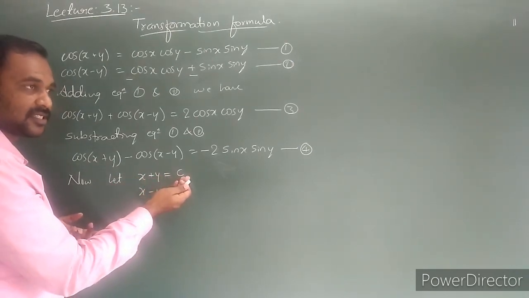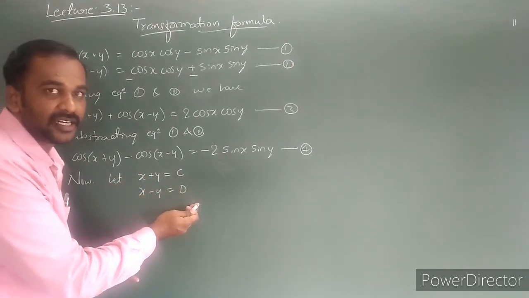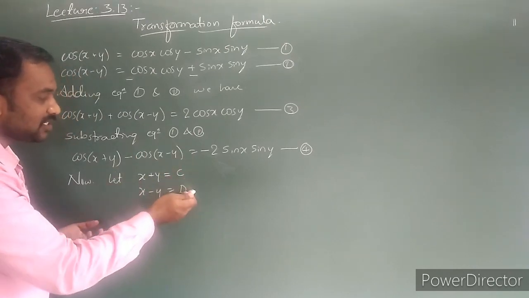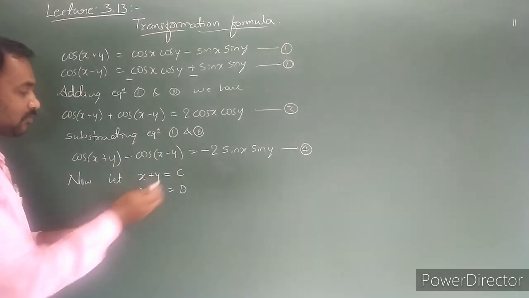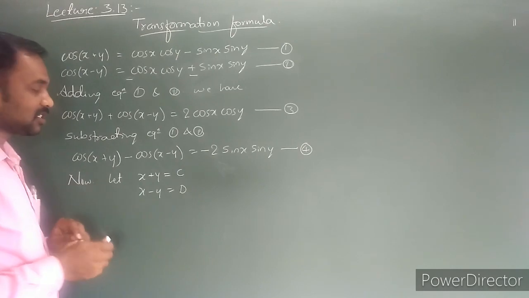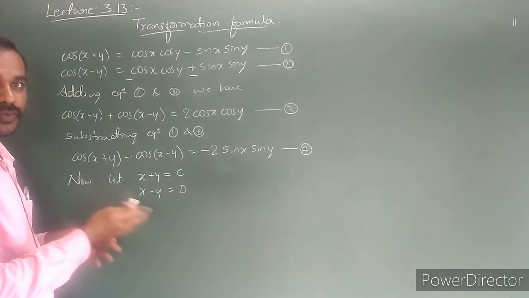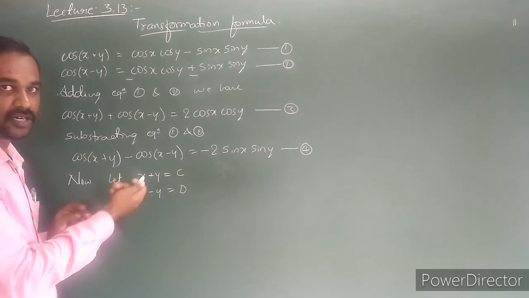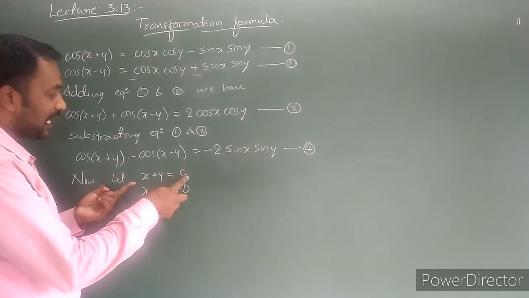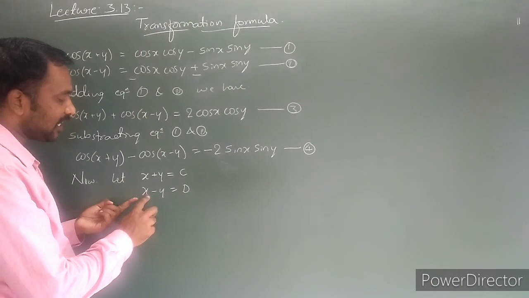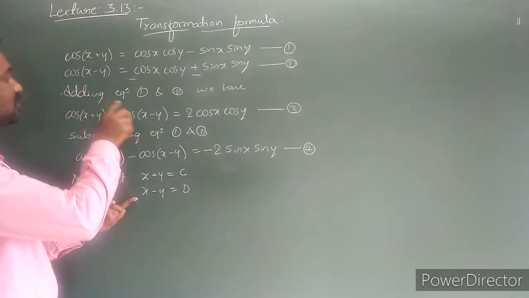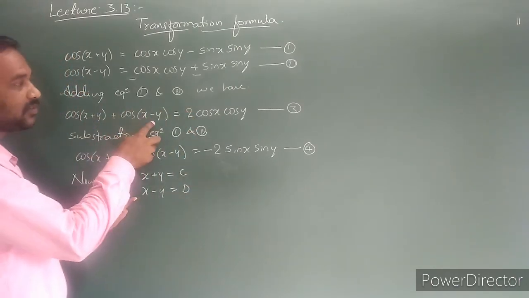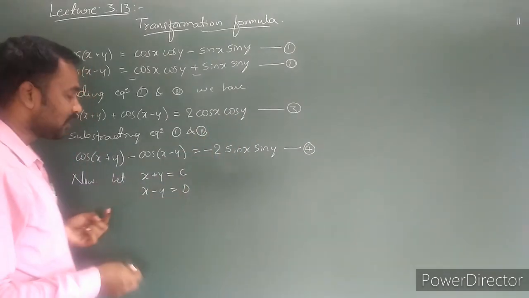Let x plus y be c and x minus y be d. So c and d are assumed as constants because this angle is some constant fixed number, so x and y are the varying quantities. You already know that from the explanation or introduction of the compound angle. So I took x plus y as c, x minus y as d, because of this the left hand side is cos c and cos d. What about the right hand side? We have to get it.